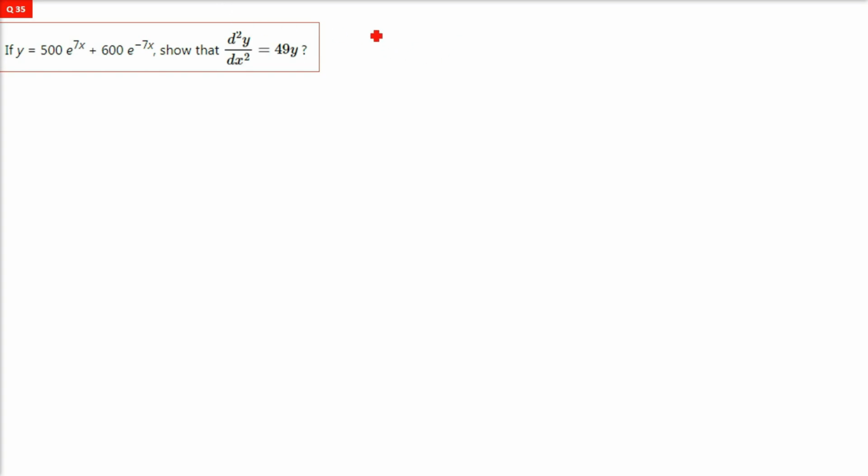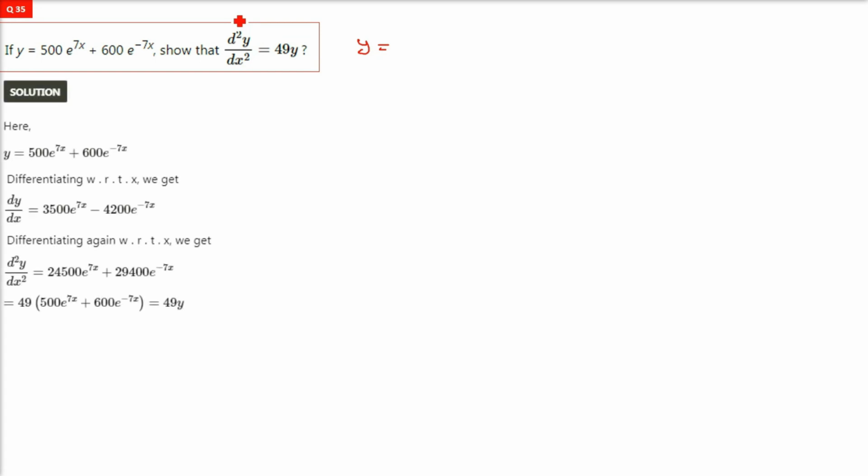This question is also very easy. There is no trick involved. There is nothing special. But since it is a question which we have not done earlier, we are going to do this. So y is equal to 500 e raised 7x plus 600 e raised minus 7x.